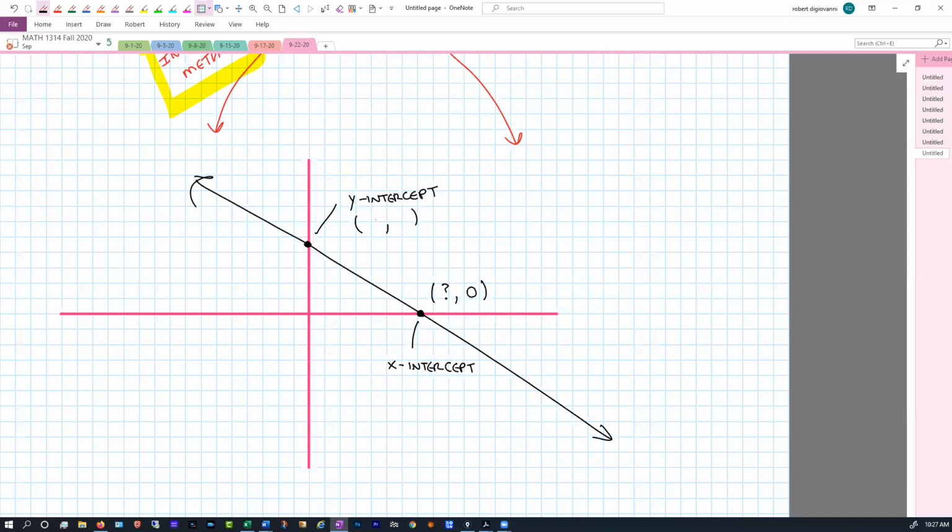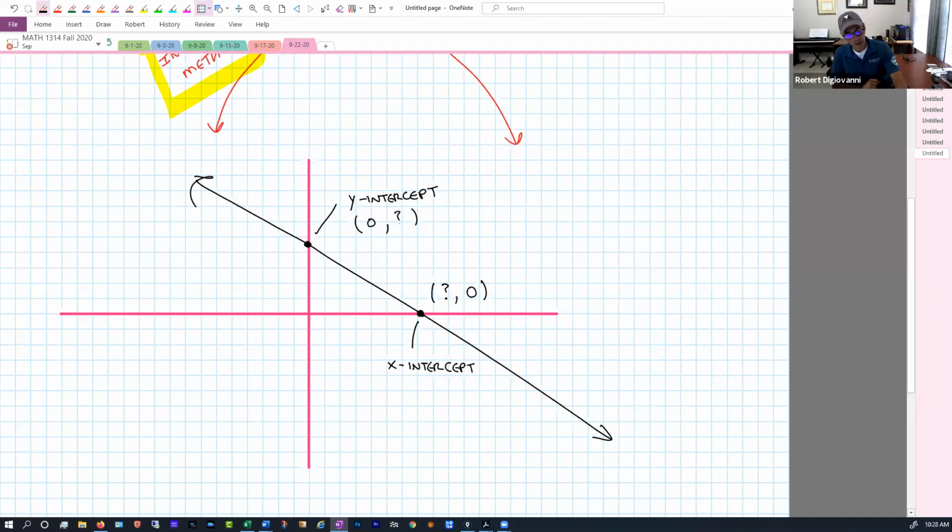X. The X, right? And then we'd have to figure out the Y. So that's what this method is all about. We are going to take an equation and we're going to say, hey, look, let's just find the X-intercept and Y-intercept. Let's just find these 2 points. Once we find these 2 points, we'll just draw our line.